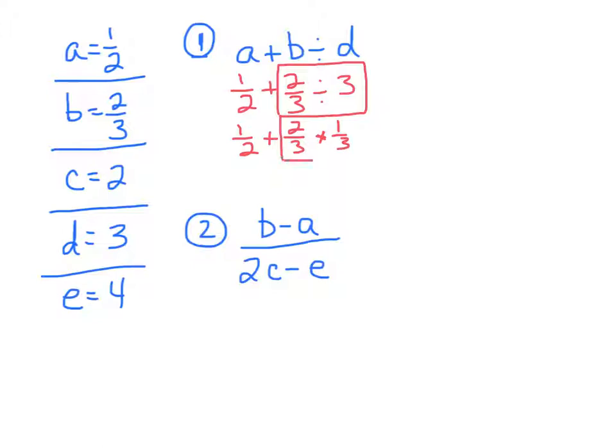So 2/3 divided by 3 means 2/3 multiplied by 1/3, and I still have 1/2 plus that. I'm still going to do the multiplication first. So I get 2 times 1 is 2, 3 times 3 is 9, so right now I have 1/2 plus 2/9.